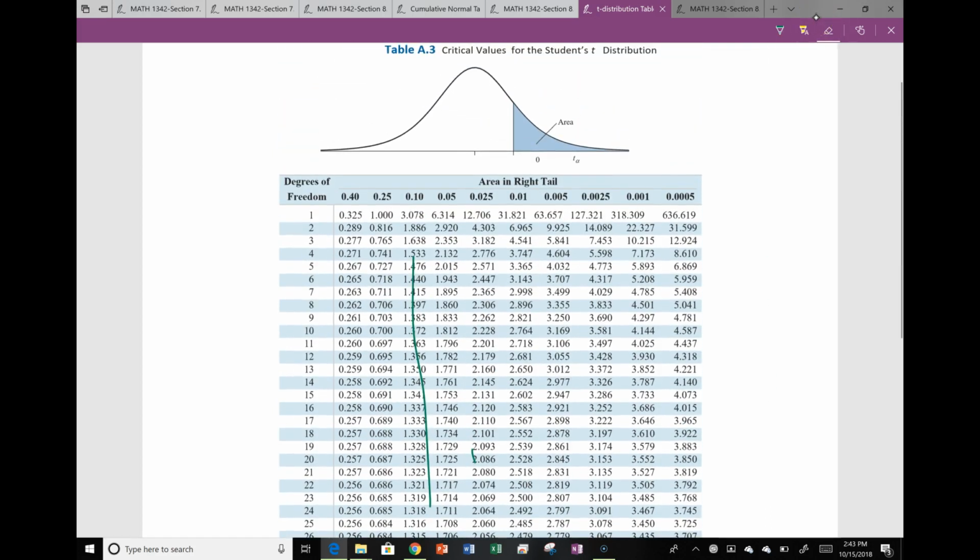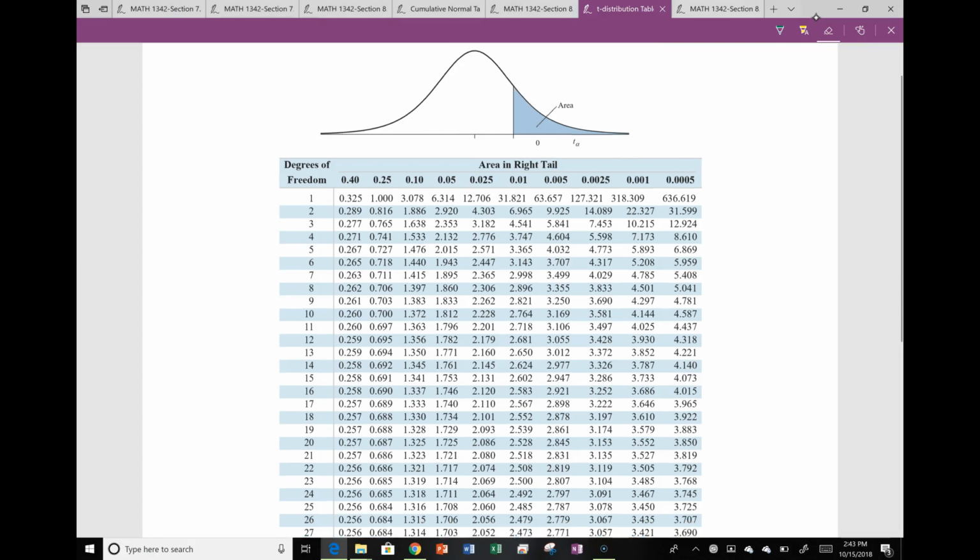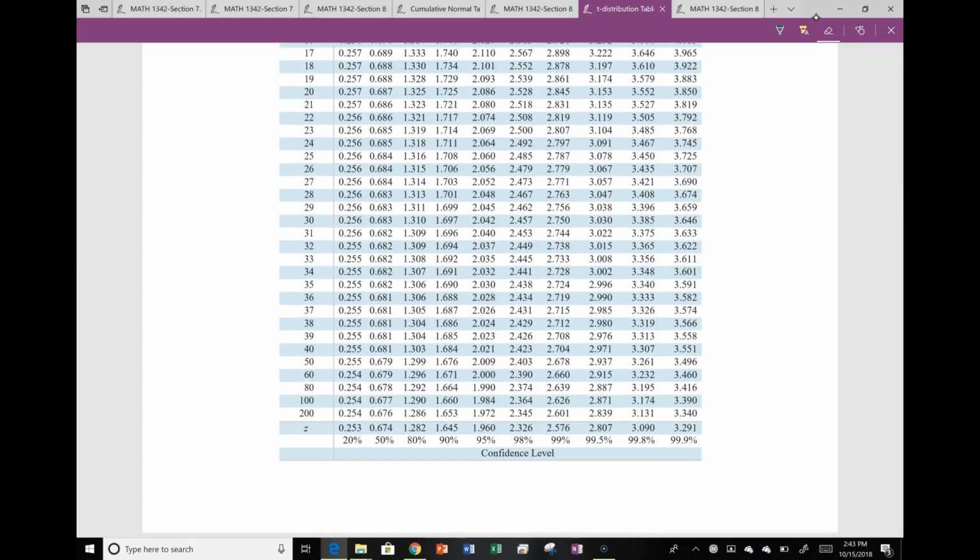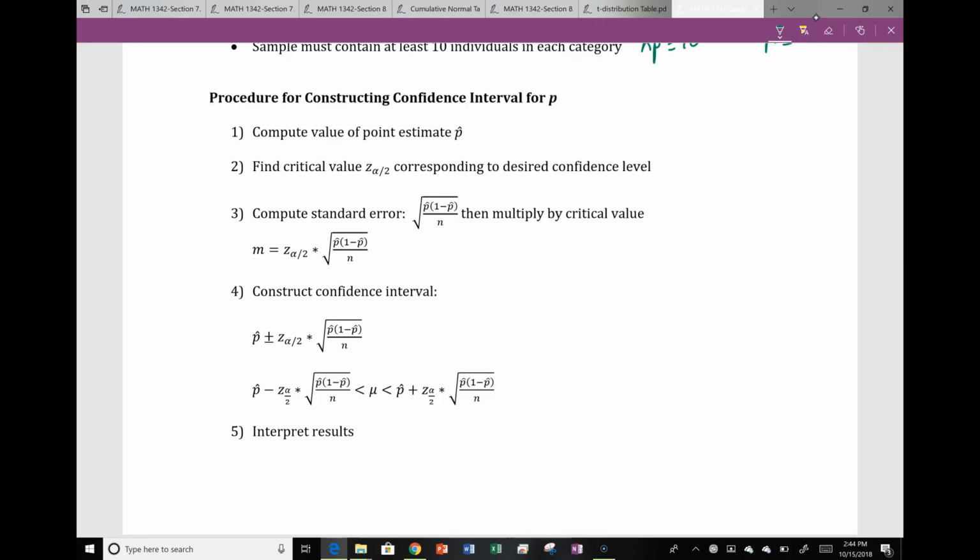Let me erase these lines before they confuse us in a little bit. Down here is where we're going to be looking for the population proportion confidence intervals. We calculate the standard error, which is the square root of P hat times 1 minus P hat, divided by N. Then multiply it by our Z-score to find that margin of error. Always add and subtract the margin of error from our point estimate.